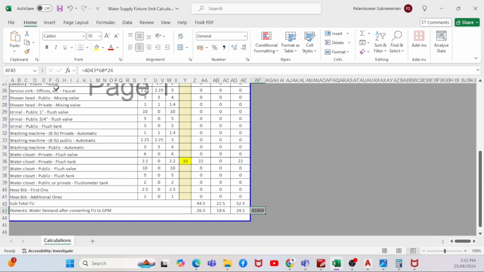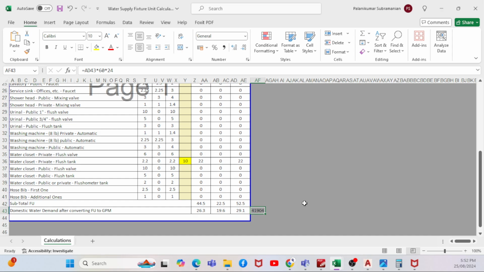When you see the value here, this is gallons per minute. So I will multiply by 60 to convert to gallons per hour. Then I will multiply by 24, and then I will get gallons per day. So this is my gallons per day, my total requirement, right? Any doubt for the fixture method?